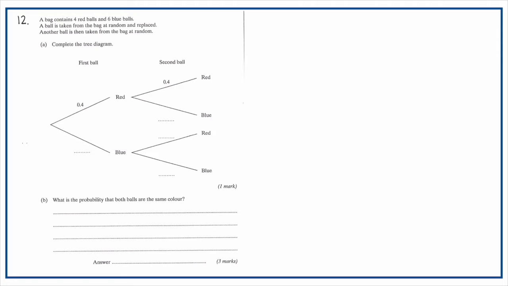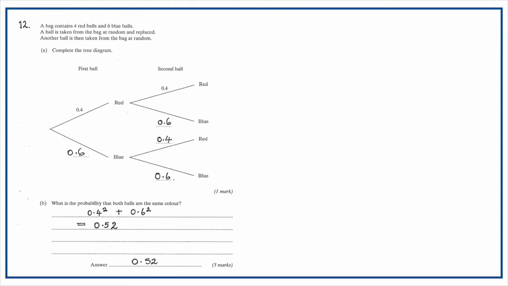Now the sum of probabilities equals 1. So 1 minus 0.4 is 0.6. And 1 minus 0.4 is 0.6 here. And here are the corresponding probabilities. So red here is 0.4, blue here is 0.6.